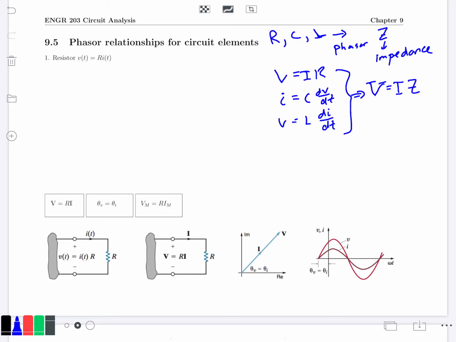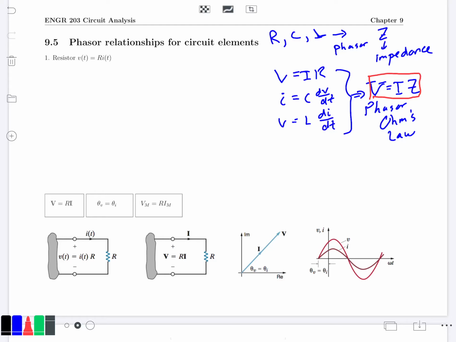We're going to get rid of all those derivatives. We're going to get rid of all that stuff there, and it's just going to be V equal to I times Z. And this, by the way, in case you're curious, is going to be called phasor Ohm's law. Now, our goal is to find what Z should be in order to make this equation true.